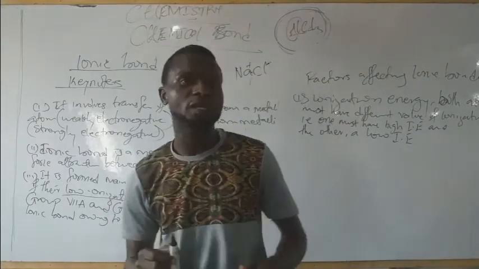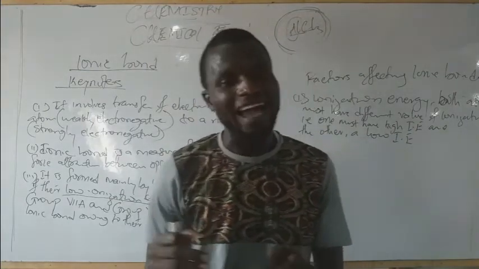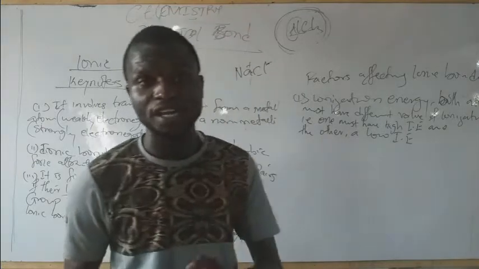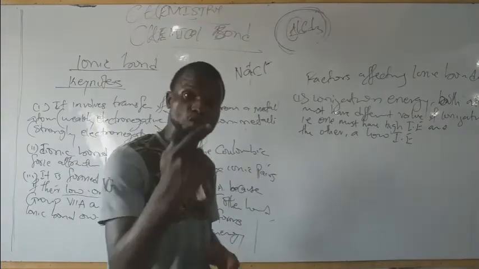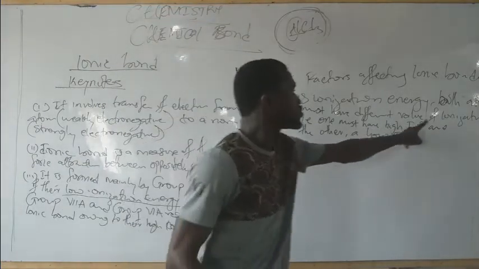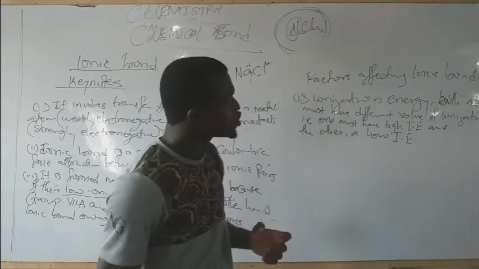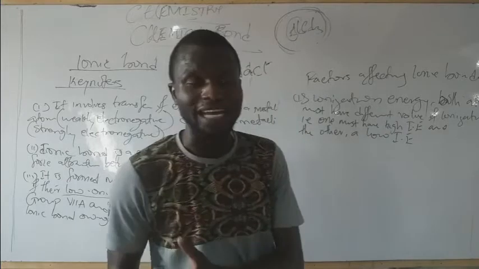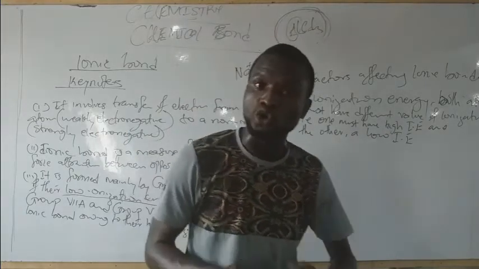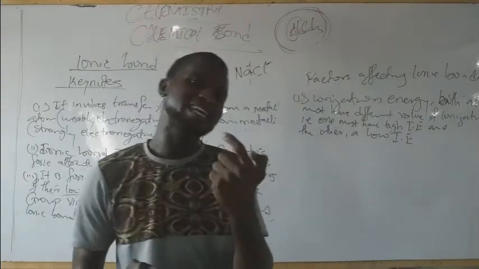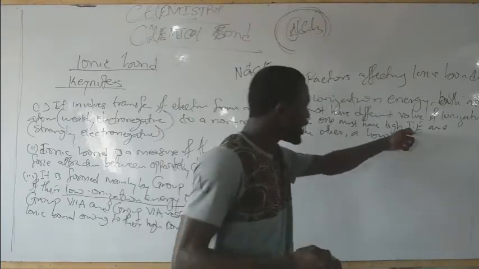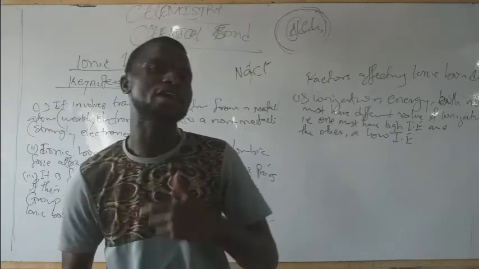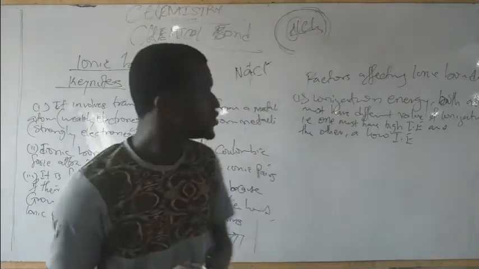Because ionization energy simply means the energy required to remove the electron from the outermost shell of an atom. So if an atom has high ionization energy, it means that such atom will find it very difficult to lose an electron. So in that case, such atom can form ionic bonding. So to have perfect ionic bonding, one of the atoms must have high ionization energy. That is, it must be very difficult for that atom to lose, which means such atom must have a tendency to gain. While the other one will have a low ionization energy, which means it should be such that it can really give rather than gain. That's the factor.